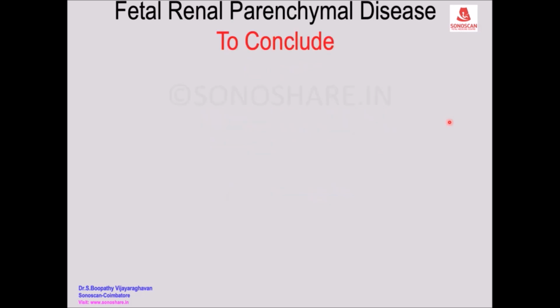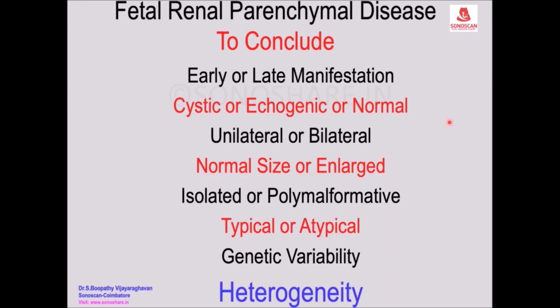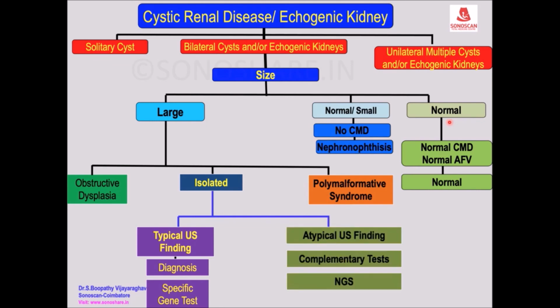So to conclude, in fetal renal parenchymal disease, there are typical features that allow a specific diagnosis, or atypical ones where we can consider only a differential diagnosis. There is high genetic variability. With all this heterogeneity, the findings lead to a specific diagnosis confirmed by a specific gene test. Or it can be an atypical ultrasound finding, which will need complementary tests, as with cysts or echogenic kidneys.